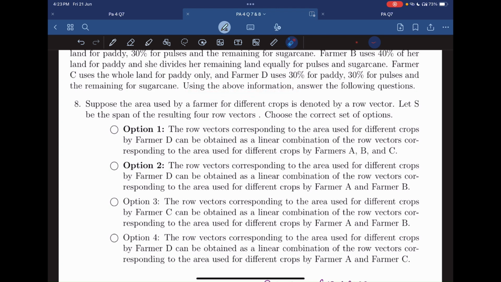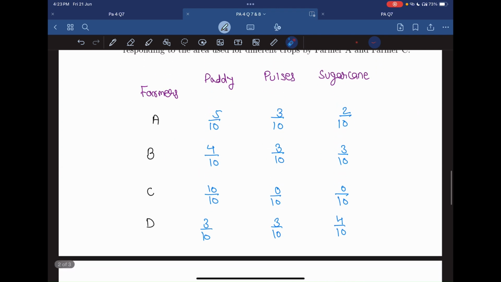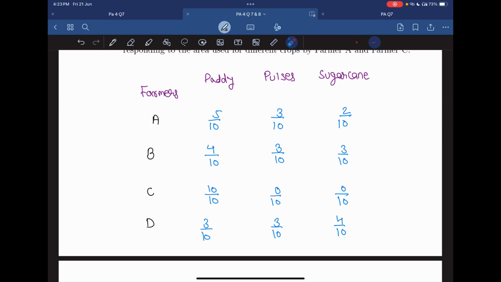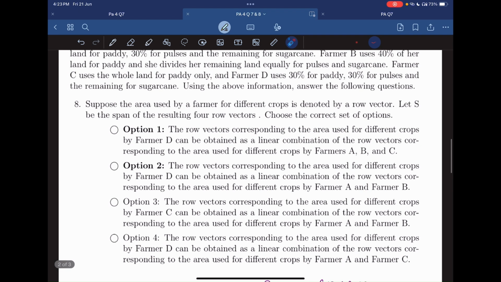Using the above information, answer the following question. Suppose the area used by each farmer for different crops is denoted by a row vector. So we have 4 row vectors A, B, C, and D. This is our first row vector, second row vector, third row vector, fourth row vector. Let S be the span of the resulting 4 row vectors. Choose the correct set of options.